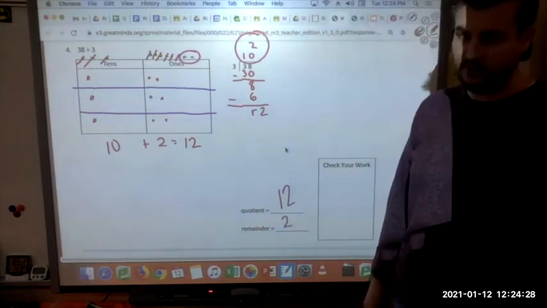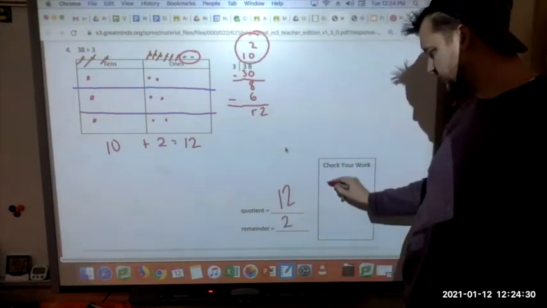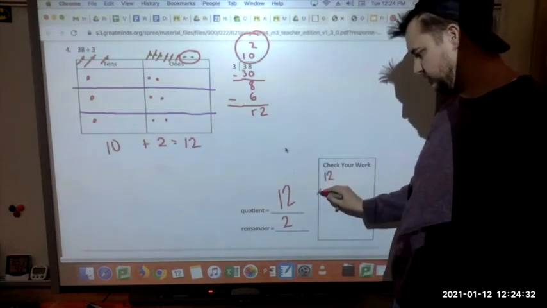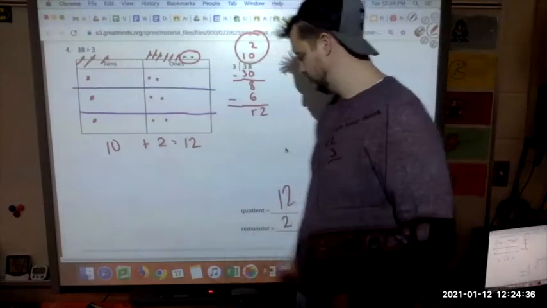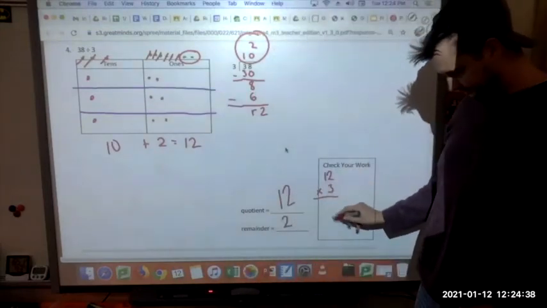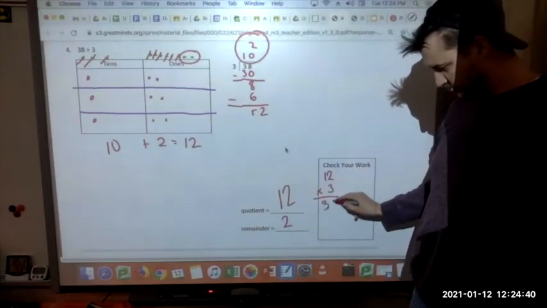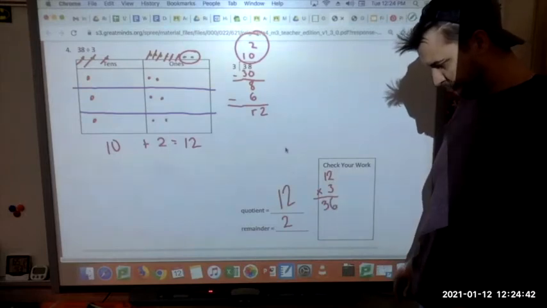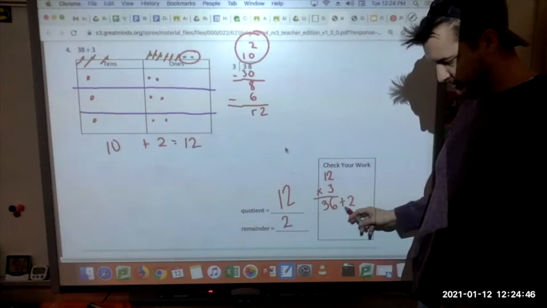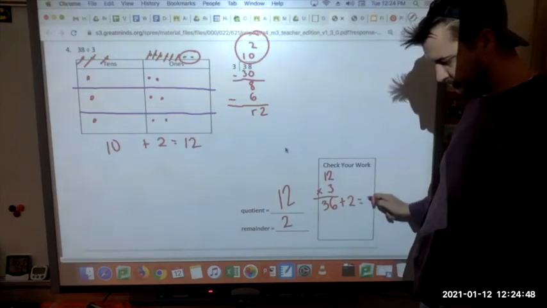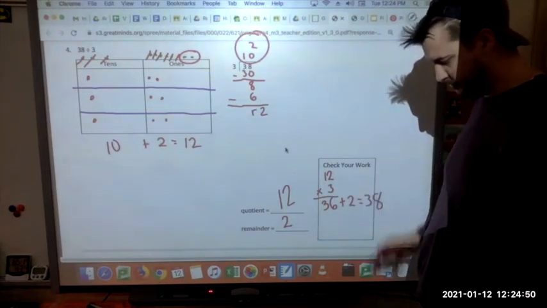To check my work, I would multiply 12, my quotient, times 3, the divisor. 12 times 3 equals 36. Then I add my remainder, 2. 36 plus 2 equals 38.